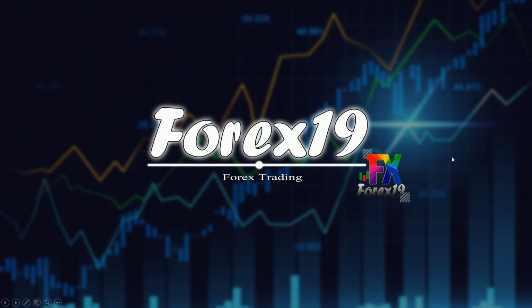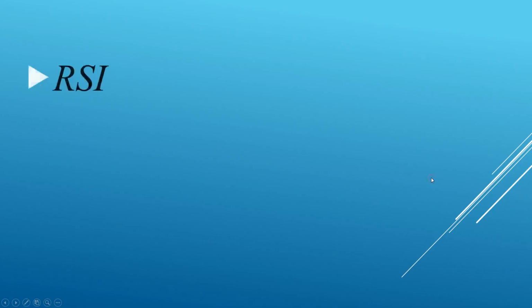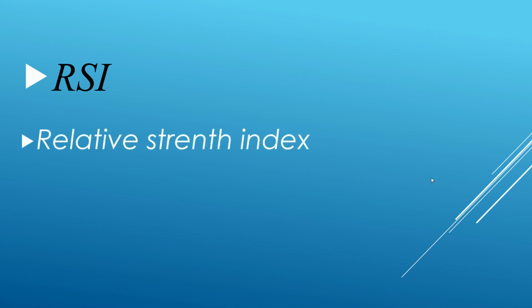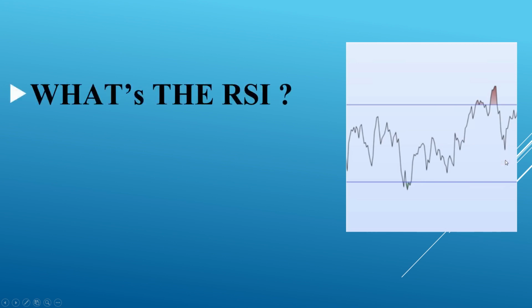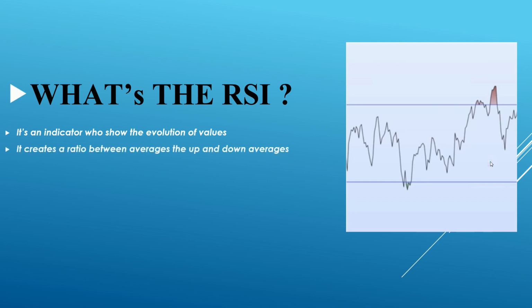In this video we're going to look at the RSI. RSI is an abbreviation for Relative Strength Index. It's an indicator, and we will discuss it. Here there is a chart with an RSI, the red indication. What is the RSI? It's an indicator that shows the evolution of values. It creates a ratio between the up averages and the down averages.